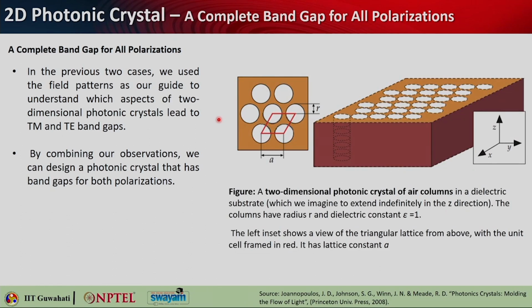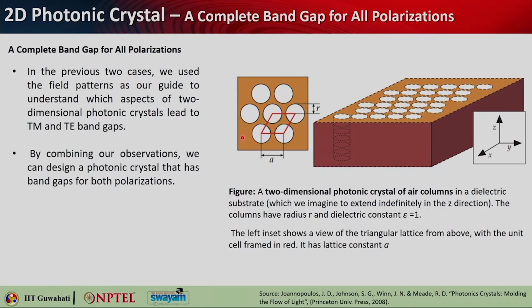If you think of a two-dimensional photonic crystal of air columns, you basically have a hexagonal or triangular array of air holes. In this particular system, let us consider the radius of the holes to be r, and they have a dielectric constant of 1. This particularly shows you the triangular lattice, or you can say the hexagonal lattice.